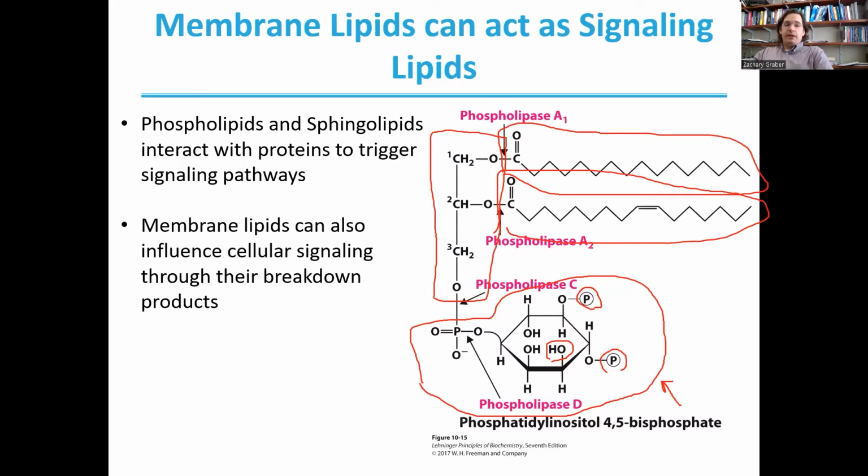Many of these membrane signaling lipids will also influence cellular signaling through their breakdown products. We saw how we have various phospholipases that will cleave these ester bonds within our phospholipids in order to release smaller molecules from our original phospholipid. This is used both for recycling our lipids as well as creating new signaling lipid molecules.